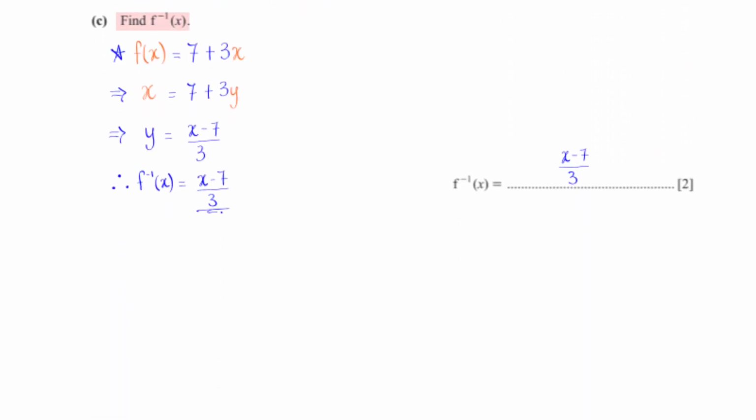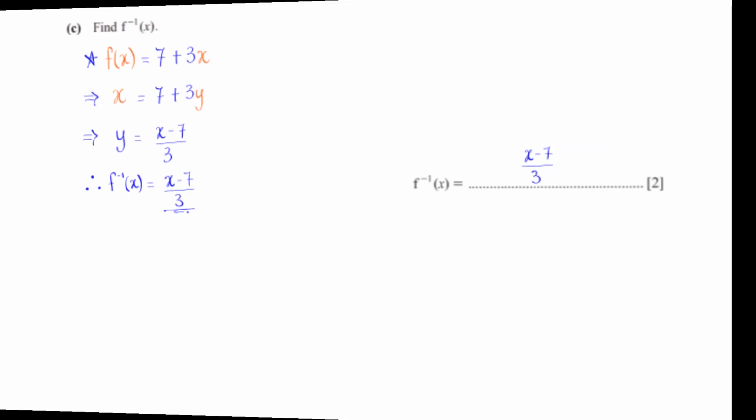Find f inverse of x. So we know that f of x is equal to 7 plus 3x. In the next step, we replace f of x with x and replace x with y. And so that gives us x is equal to 7 plus 3y. When we make y the subject, we have x minus 7 divided by 3. And this is the same as f inverse of x. And so we have f inverse of x is equal to x minus 7 divided by 3.